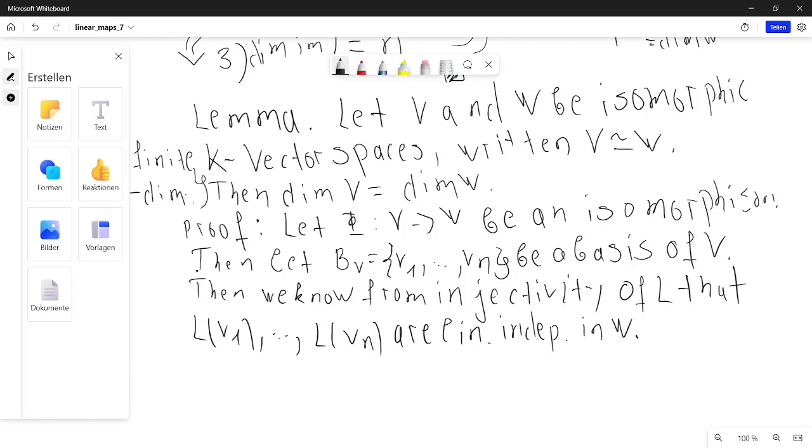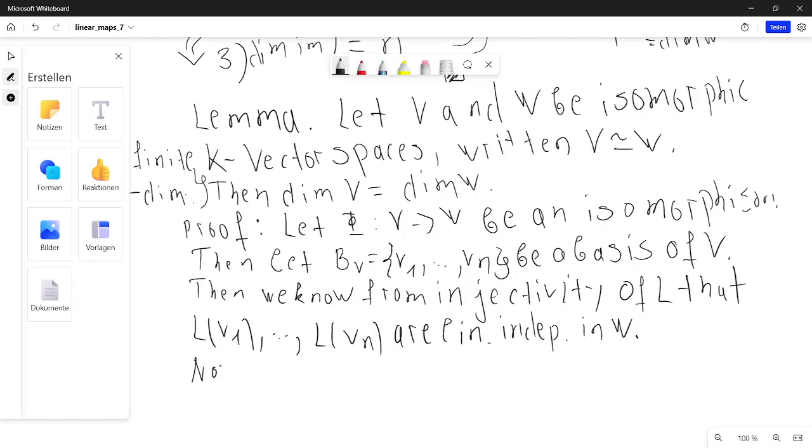Right, we had that if the linear map is injective and goes from a vector space into another vector space, and we just take linearly independent vectors, then V will be mapped to linearly independent vectors as well. Right. All right.